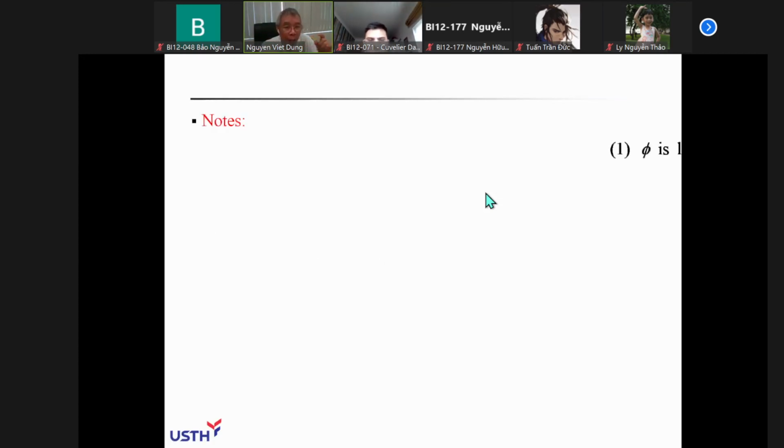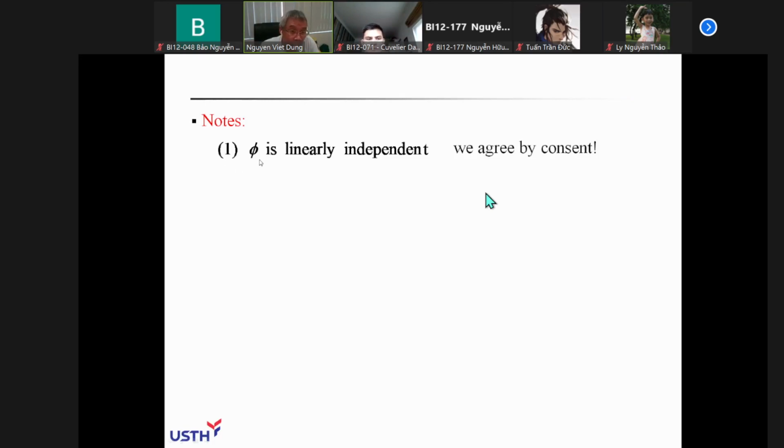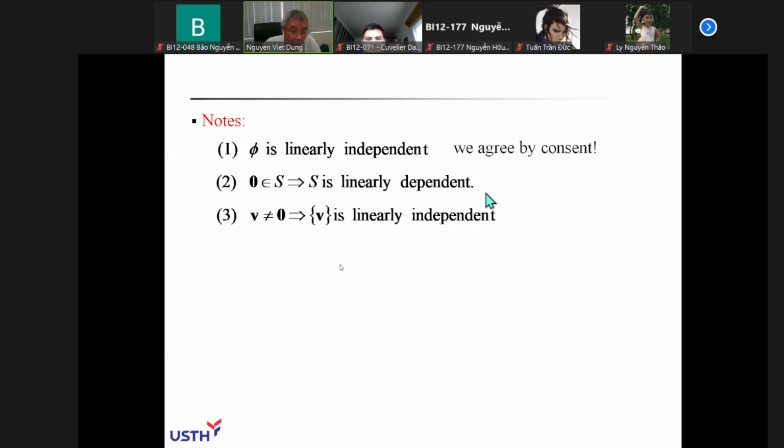But however, now we can begin with some remarks. The first one: we define, once again by convention, that the empty set is always linearly independent. We accept that notion, chúng ta quy định như vậy. And you can verify by yourself that if you have the zero vector lying inside S, then the set S must be linearly dependent. Now, in the case when S consists of only one vector V, if that vector V is non-zero, then the set is linearly independent.